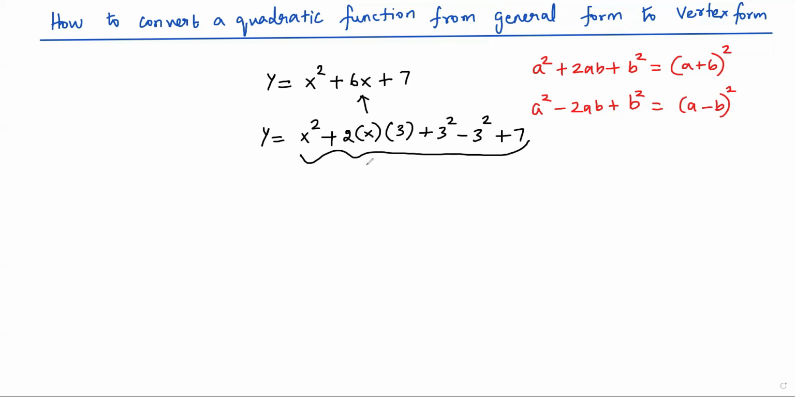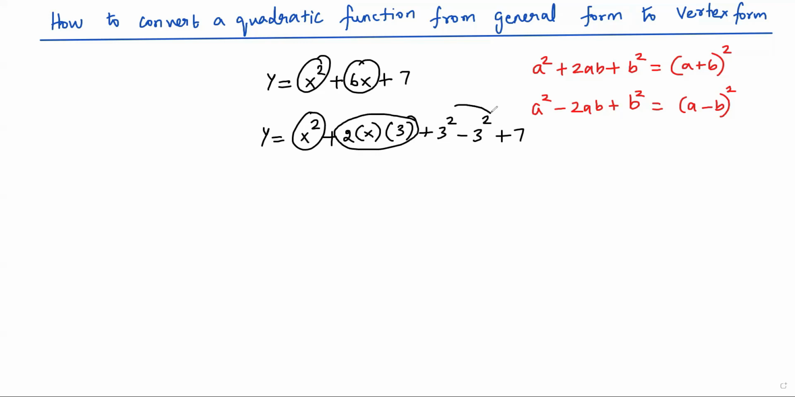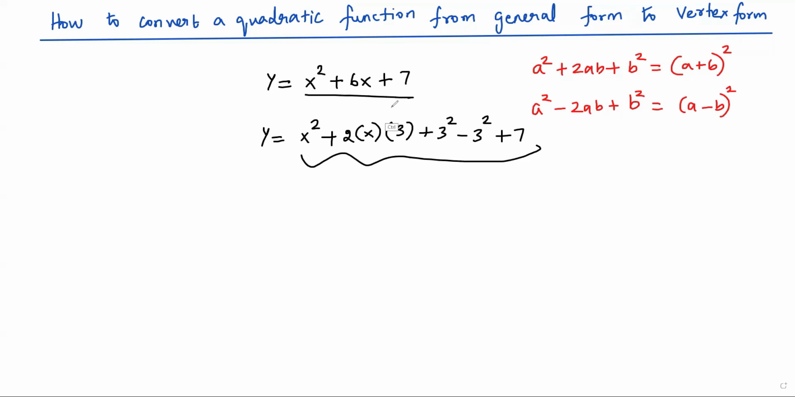For that, you have to simplify the expression we have over here. So we have x square, x square. So 2 times x times 3 is 6x. And positive 3 square, negative 3 square is 0 pair. And we have positive 7. So the stuff we have over here is equal to the original stuff.